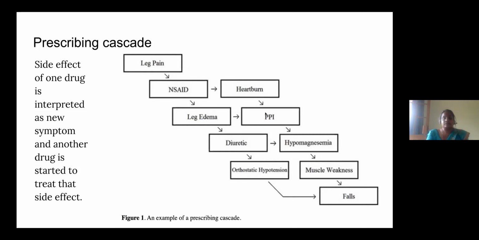This is a prescribing cascade for leg pain. The patient was started on an NSAID, developed heartburn, and was started on a PPI. And due to the NSAID, the patient developed leg edema. The patient was started on a diuretic, and both the PPI and the diuretic have led to hypomagnesemia and muscle weakness, and the diuretic also caused orthostatic hypotension, ultimately causing falls.